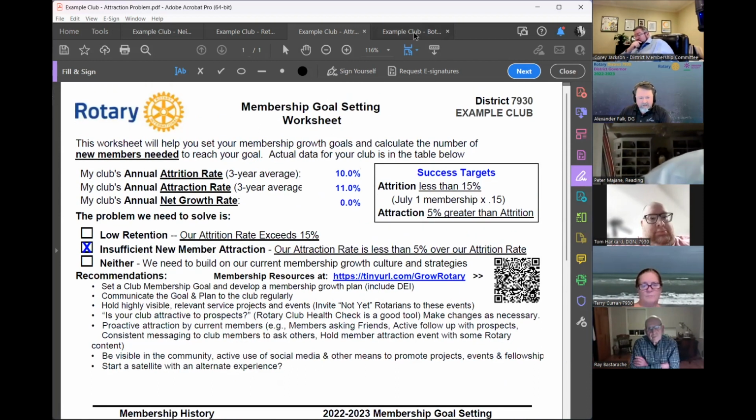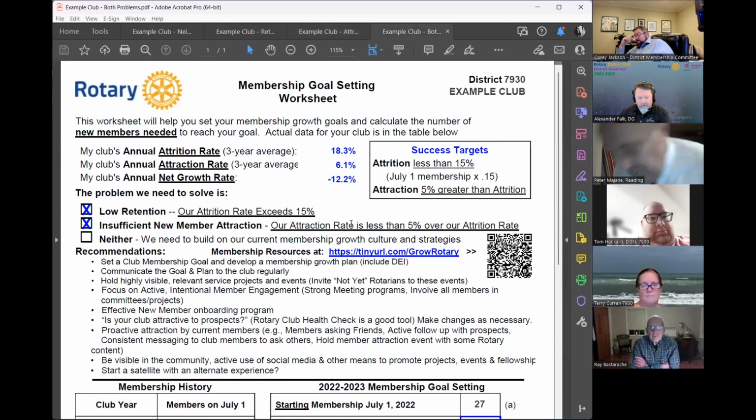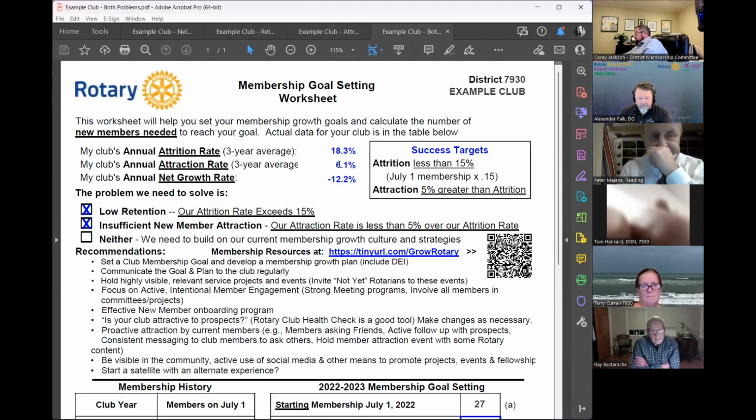And then last but not least, we have this example club that has both problems. The attrition rate is higher than 15% at 18.3. And the attraction rate is only 6%, which results in a negative growth of 12%. So this club has to look at both issues. How can we combat the low retention we have, and how can we get new members on board?